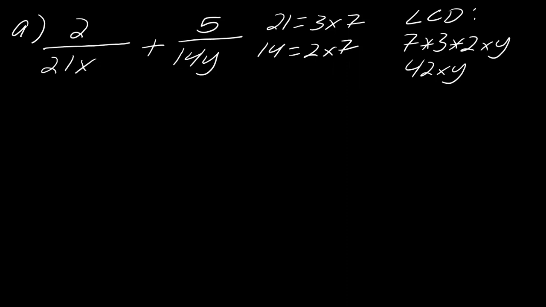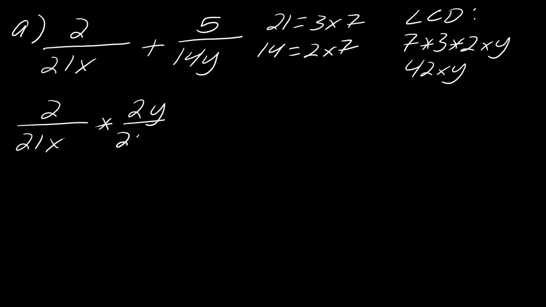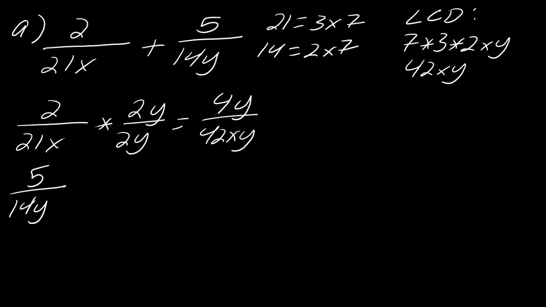So now I just have to think through that. Using the first method that I showed you guys, I have to figure out how do I make 21xy now look like 42xy. So I have to multiply the top and bottom by 2y. So I guess I'm using the second method here, sorry. So this will be 4y over 42xy. So there's the first one. Now if I work on the second fraction, I've got 5 over 14y, so I have to multiply this by 3x on top and bottom, and I get 15x over 42xy.